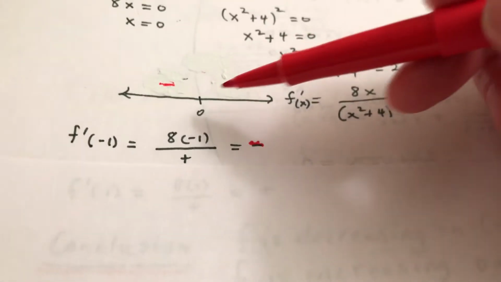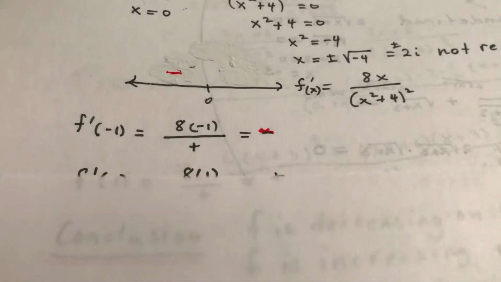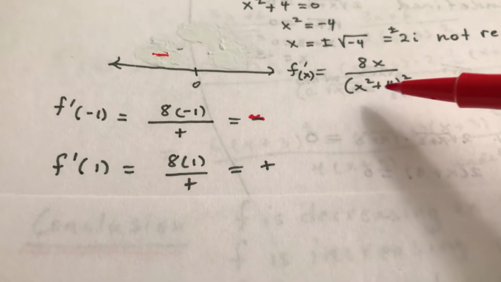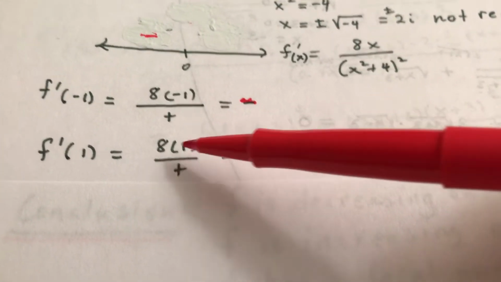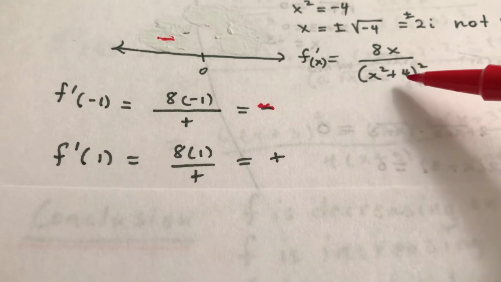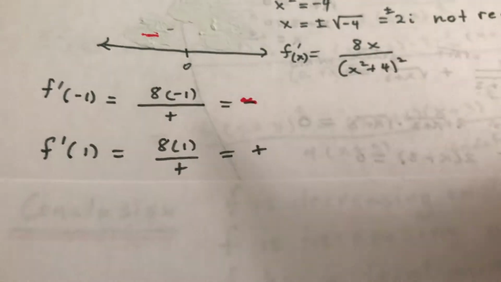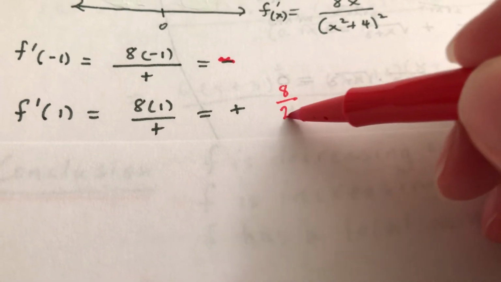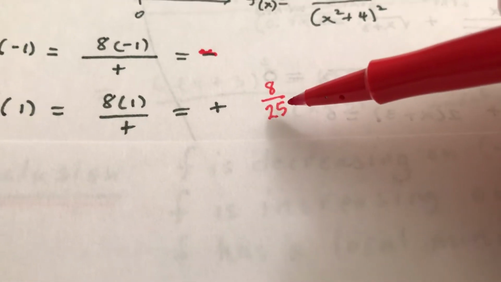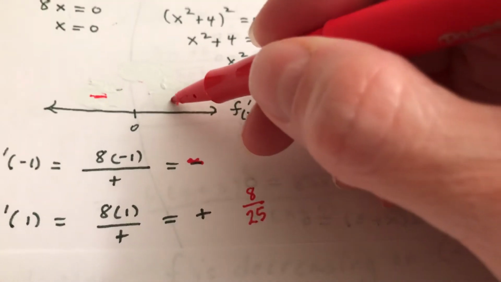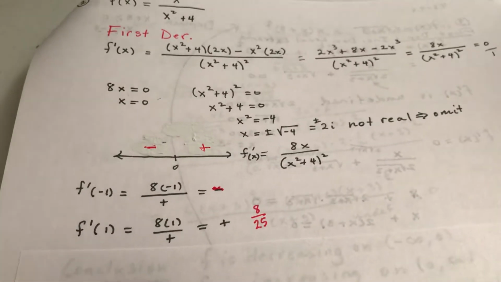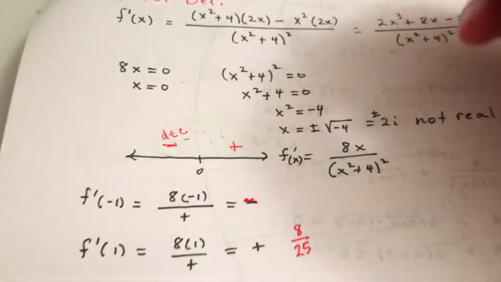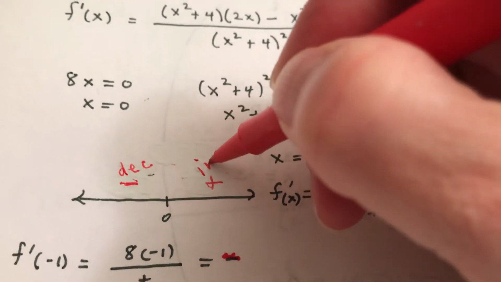Now, I'm going to pick something over here, like a 1. F prime of 1, and I did the same thing. I put a 1 here, put a 1 down here, and I got 8 times 1, that's positive, and then down here, 1 squared plus 4, that's 5 squared. I mean, if you really wanted to, you could say this is 8 over 5 squared, 25, 8 25ths. However, all I want to know is whether it's positive or negative, and it is positive. All right, so our first derivative. This means decreasing, negative, and this means the function is increasing.